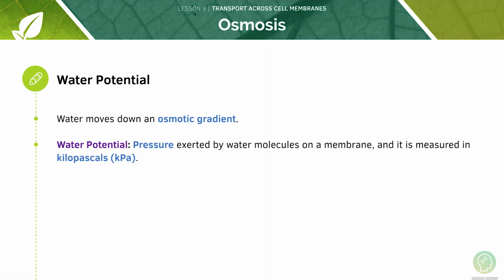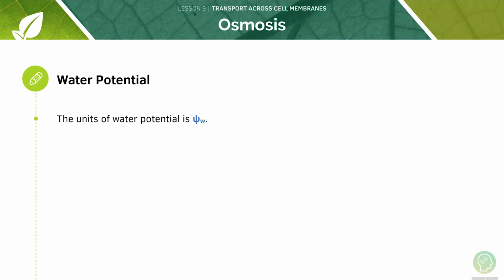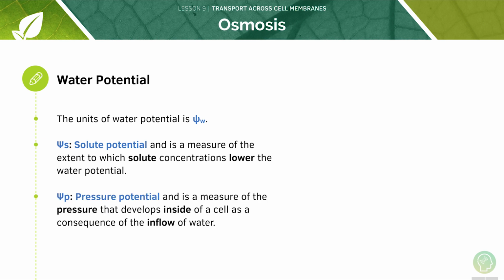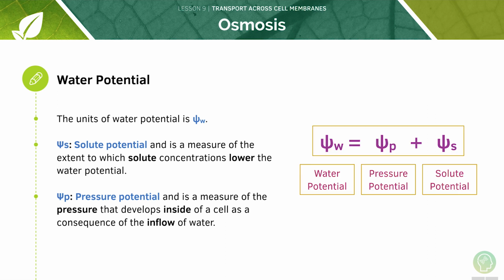The pressure exerted by water molecules on a membrane is measured in kilopascals. We use the Greek letter psi as a symbol for water potential of a solution. The solute potential is a measure of the extent to which the solute concentrations lower the water potential. Pressure potential is a measure of the pressure that develops inside of a cell as a consequence of the inflow of water. We can use these three in the equation shown here. Water potential is equal to pressure potential plus solute potential.